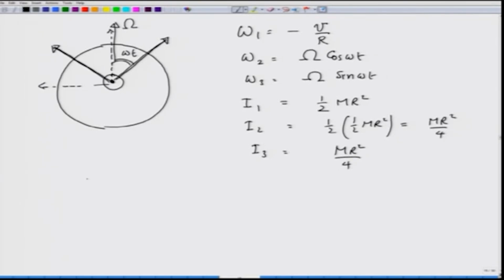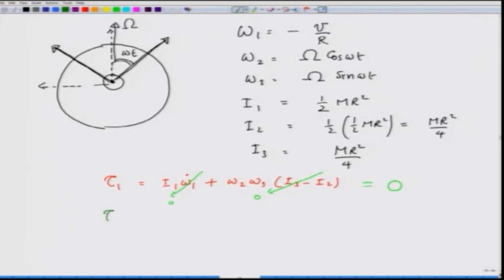Now, I know that tau 1 is going to be, by Euler's equations, I1 omega 1 dot plus omega 2 omega 3 times (I3 minus I2). I3 and I2 are equal, and therefore this term is 0. Omega 1 dot is 0. So tau 1 comes out to be 0.